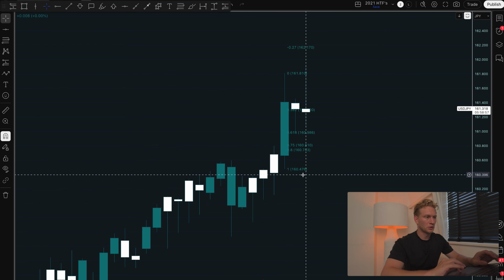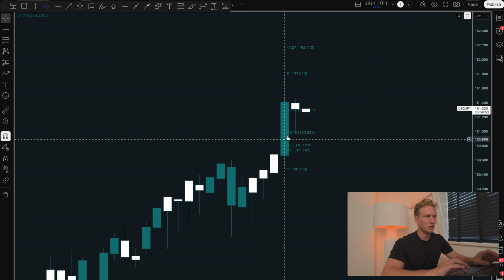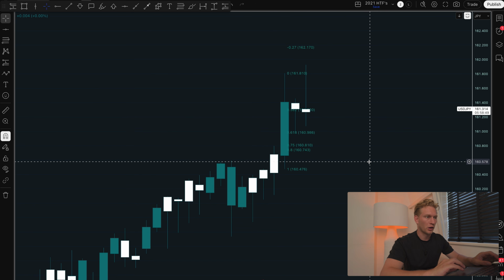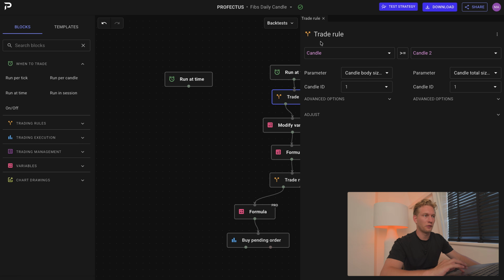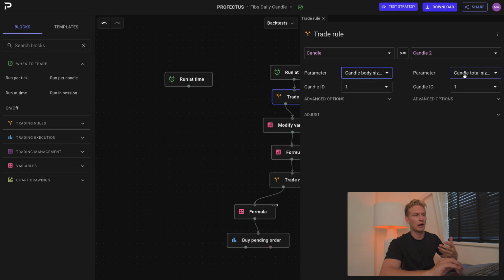Okay, so what we want to see is a strong bullish candle or a strong bearish candle. At least the body needs to be bigger than the wick. Well, you can define that, right? That's a formula you can create. Back here in Profectus, you can see we have the candle total body size, so the open and the close price, that body. We have that, and then we have the candle total size, so that's the body plus the wicks. Okay, we use that from candle 1.